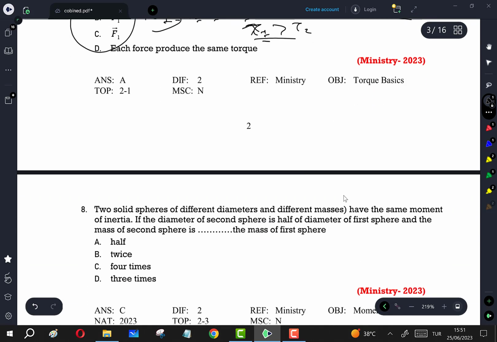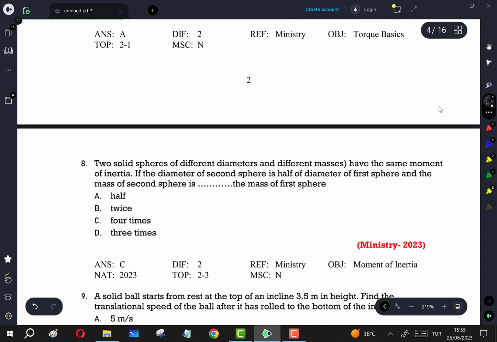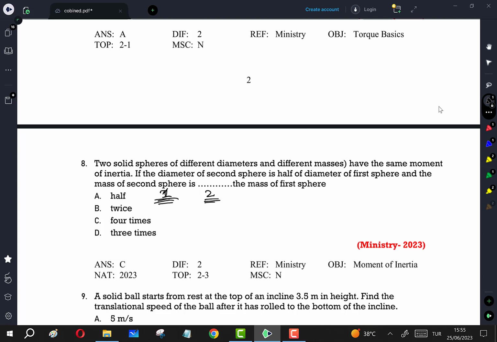Okay, next question. Two solid spheres of different diameters and different masses have the same moment of inertia. If the diameter of the second sphere is half of the diameter of the first sphere, the mass of the second sphere is how many times the mass of the first sphere? So there are two spheres. I am going to indicate them now, first and second spheres.